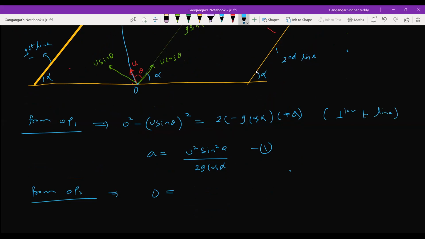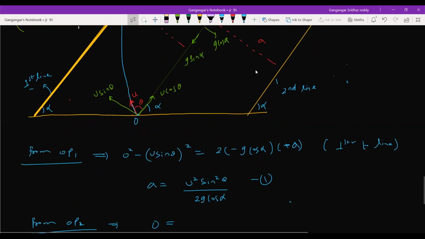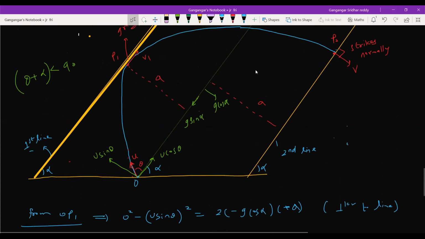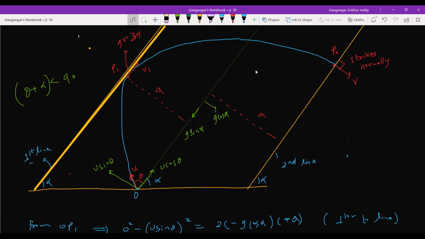When it moves from O to P2, let me write along the incline. Along the incline, the component of velocity parallel to the incline will be 0 here. Initial velocity is how much? u cos theta, then g sin alpha.